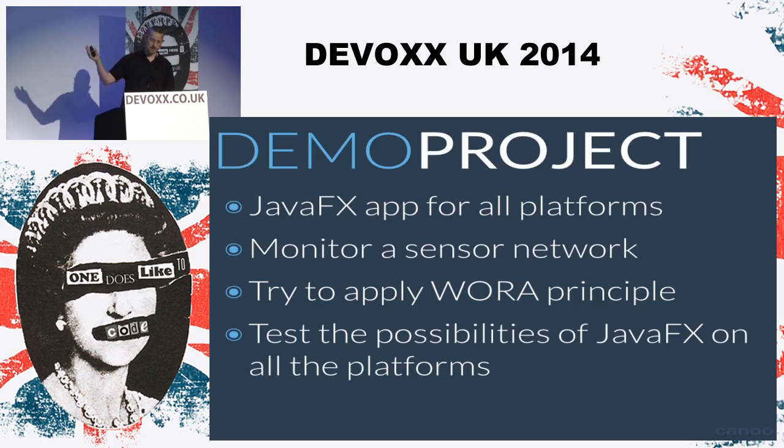So to give you an idea, I created a little demo project that is something like this. So it should be a JavaFX application running on all those platforms. It will monitor a sensor network, or it does monitor a sensor network. So I try to apply the WORA principle, meaning write once, run anywhere. So I try to use one code base and reuse as much code as possible and just try to only change the UI code because of the different resolutions.